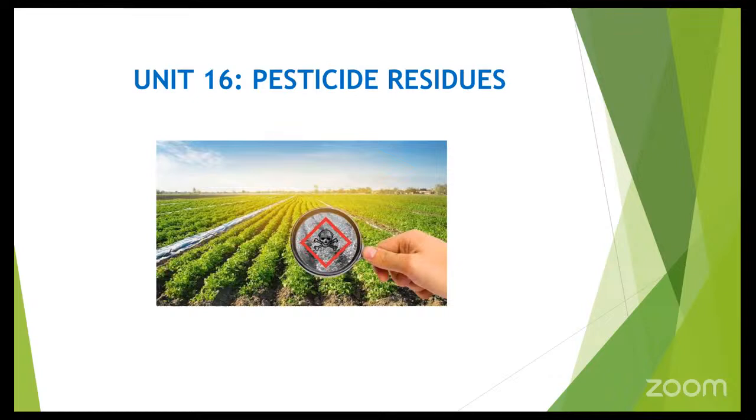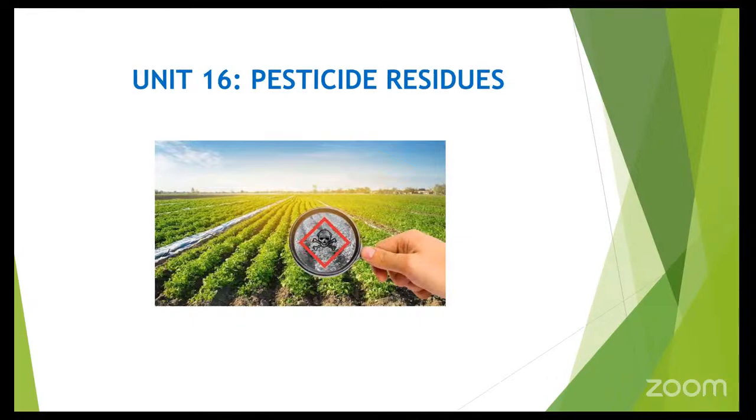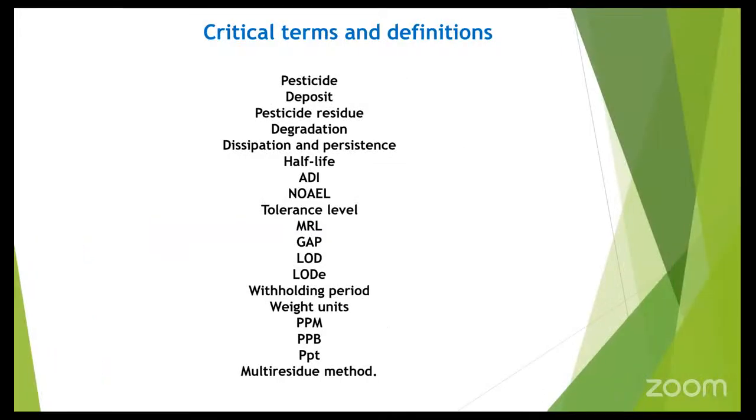That pesticide residue, how does it act on the health of the environment and humans, and how do you analyze these pesticides is what we will see in unit 16, pesticide residues. So pesticide is a chemical that is used to kill pest organisms by virtue of its toxicity, and it includes all the specific forms of applications like insecticides, fungicides, herbicides, bactericides, and many more depending upon the species.